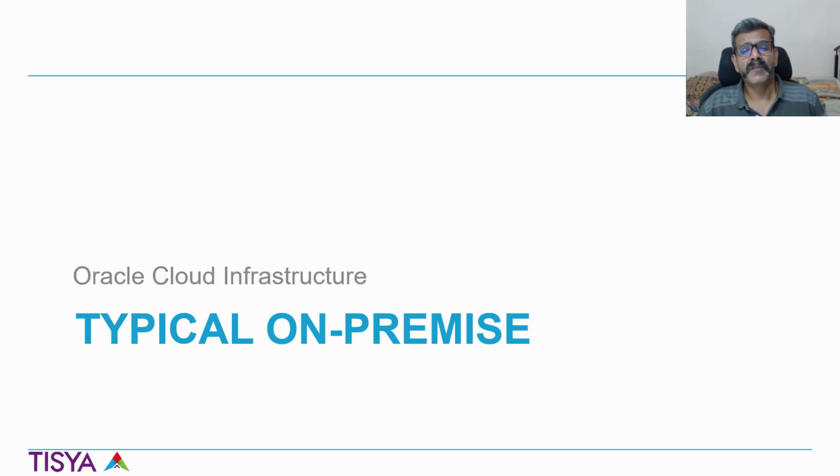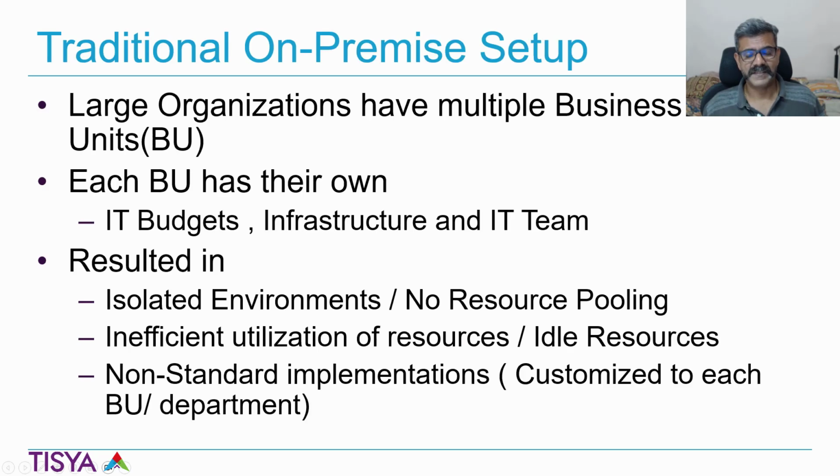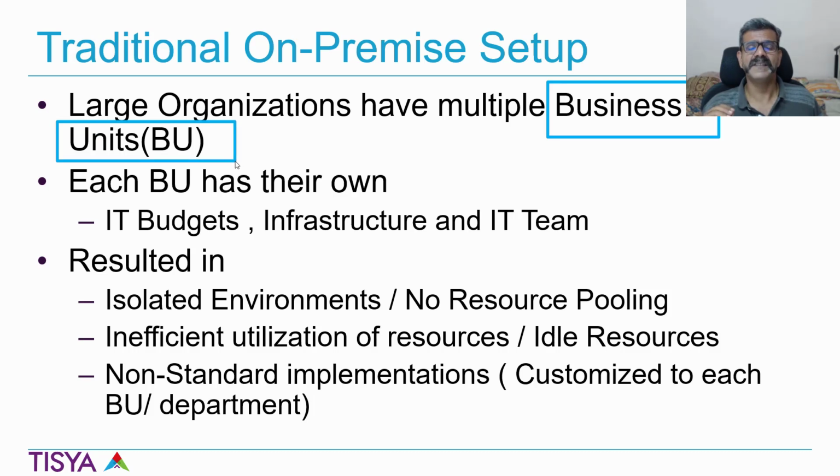Now, there is a term called on-premise or on-premises, which refers to the environment where an organization invests in their own IT setup. And if you take a case of a large organization, they may organize their business entity into different business units. Take a case of a large company like General Electric, which has multiple divisions as businesses. Same is the case with so many different companies.